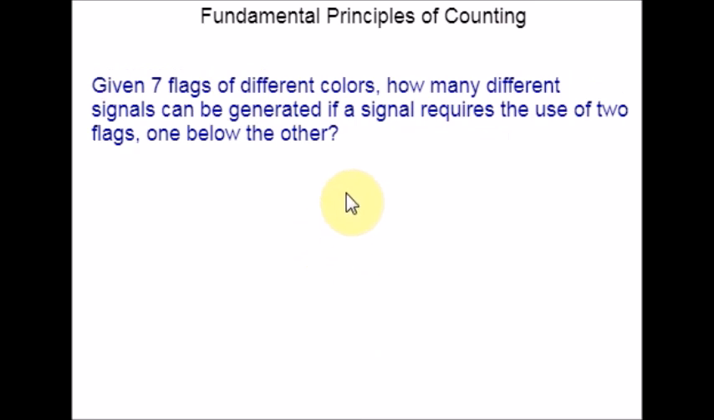Here is the next example. Read the question carefully. Given 7 flags of different colors, how many different signals can be generated if the signal requires the use of 2 flags, one below the other? So, in this question, we are asked to choose 2 flags. Number of ways of selecting the first flag is 7. And after selecting the first flag, we cannot choose the same color flag again. Am I right? So, number of ways of selecting the second flag is just subtract 1 from the total, so 6. Since we have to choose 2 flags, we have to multiply 7 and 6, the principle of counting multiplication technique. Okay, so 7 times 6 is 42.